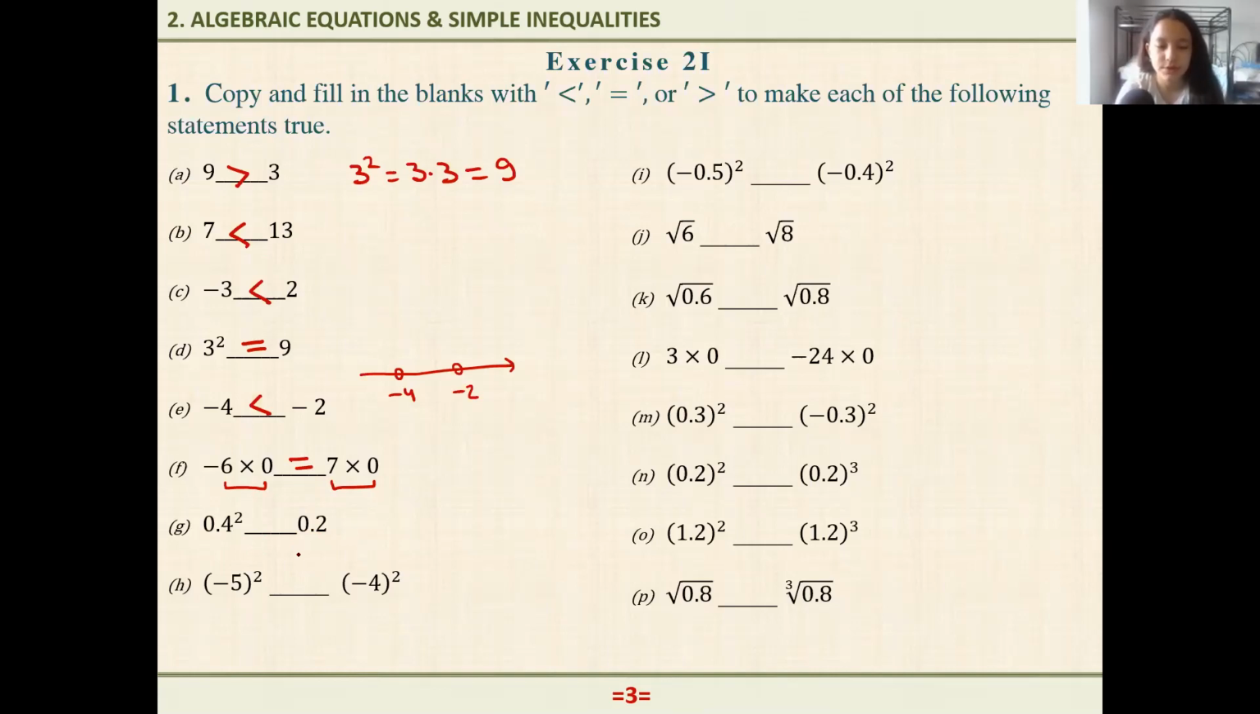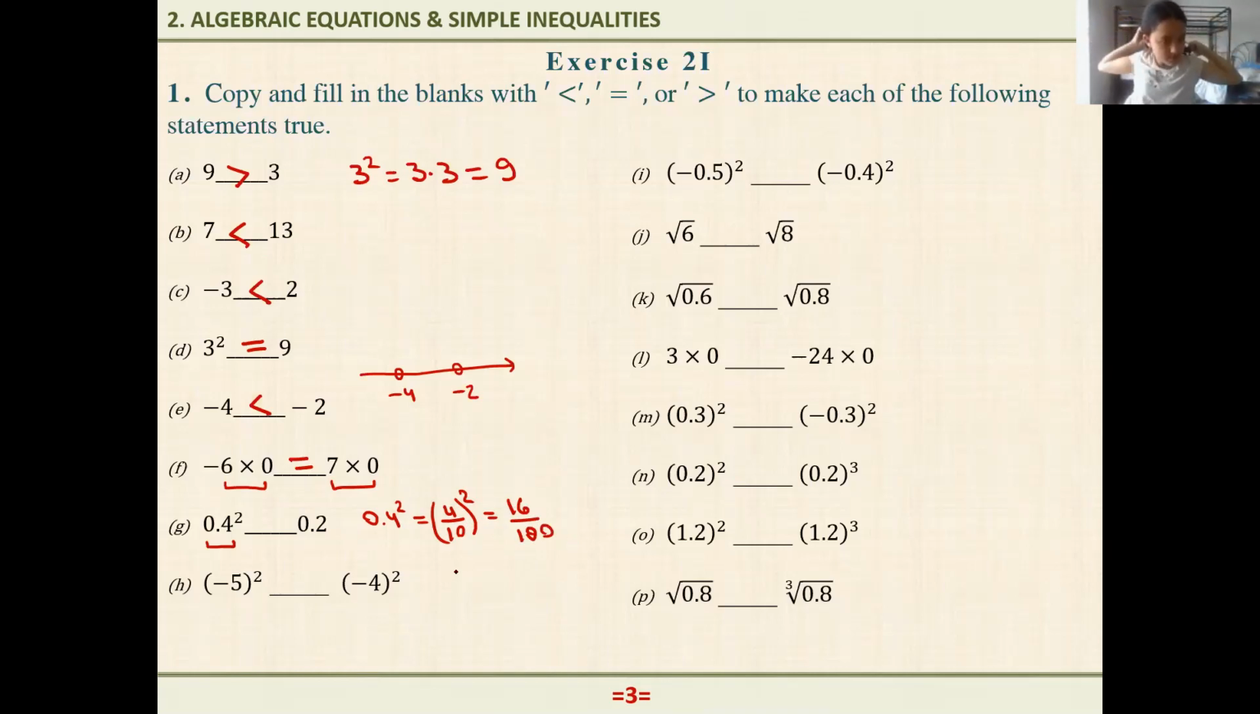Now, first to do this, Shahina, we have to evaluate. I don't know which one is greater. What does 0.4 squared mean? That means 4 over 10 squared. It means this, right? That is equal to 4 squared, 16 over 10 squared, which is 100.